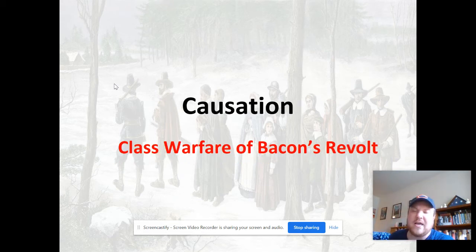For our causation section on chapter 2, we're going to take a look at class warfare when it comes to Bacon's Rebellion. Bacon's Rebellion is going to be a Virginia class uprising. The long-term causes of Bacon's Rebellion are basically going to be land rights, voting rights, and participation in government. In Virginia, and in fact almost all of the Chesapeake region, in order to have a say and a vote in the society, you had to own land.